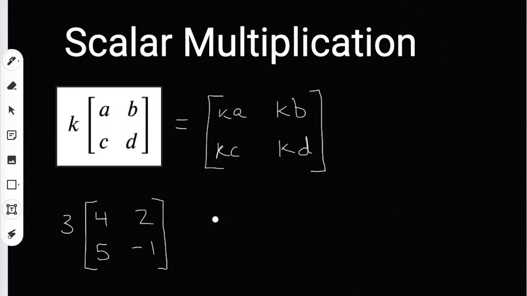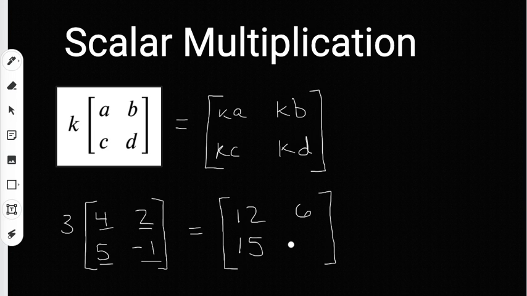So that finishes up the matrix, and then I close it up, and then we're done. So basically what we're doing is multiplying every single number in the matrix by whatever number is on the outside. So looking at this one, I would multiply every single number on the inside by 3. 3 times 4, that's going to give me 12. 3 times 2, that's going to give me 6. So that's the top row. On the bottom row, I'm going to have 3 times 5, that's going to give me 15. And then 3 times negative 1. That's going to give me negative 3. So every single number on the inside has to be multiplied by whatever number is on the outside.